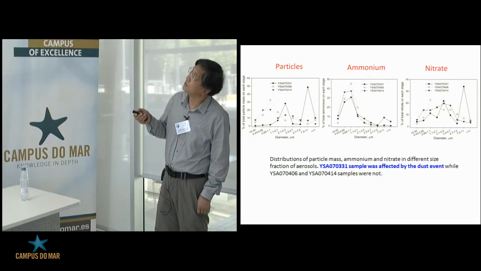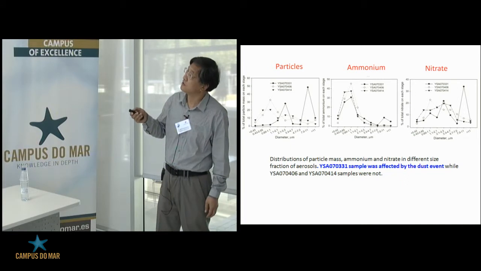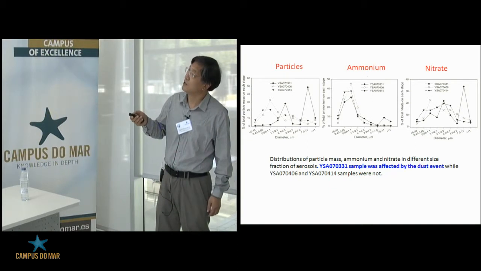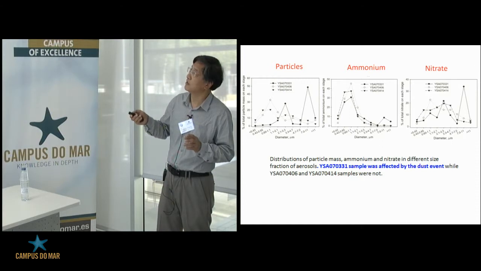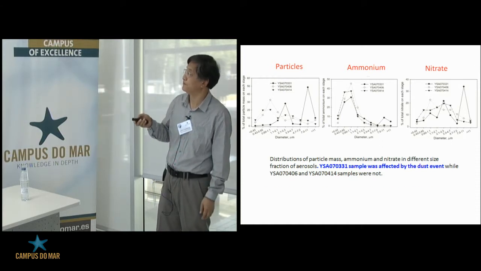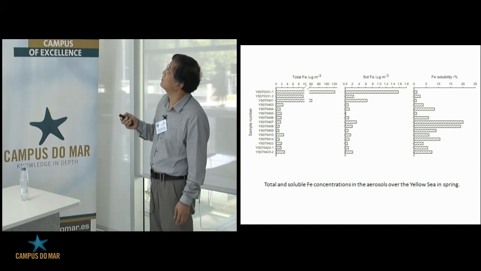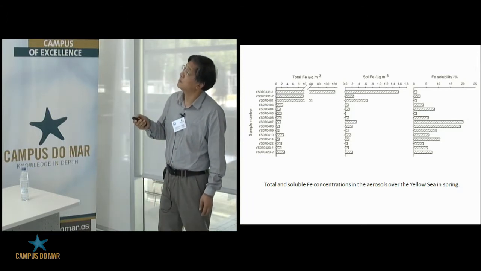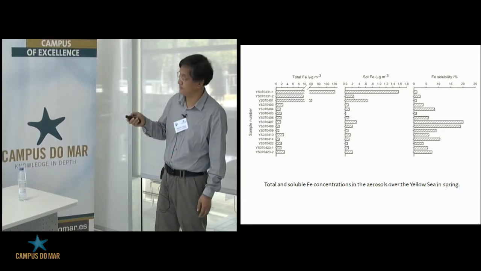For the particles, ammonium and nitrate in different sizes of aerosols, it shows the solid one is with the impact of ash and dust. So normally they come in the big size. And the ammonium is always in the small size. This is the concentration and the solubility of iron, and soluble iron. During the dust event, the iron and the soluble iron increased, but the solubility was not so high.